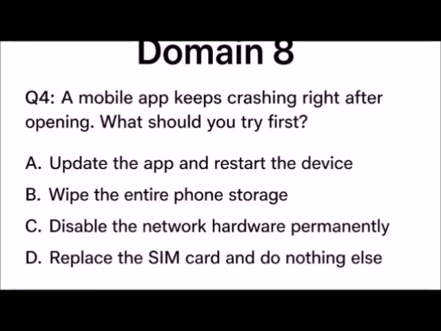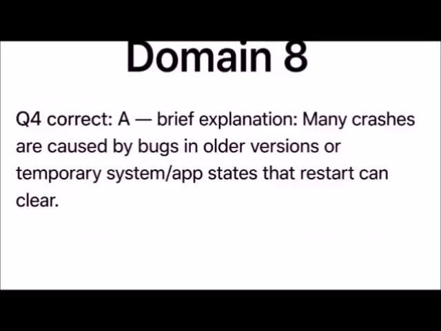Question 4. A mobile app keeps crashing right after opening. What should you try first? A. Update the app and restart the device. B. Wipe the entire phone's storage. C. Disable the network hardware permanently. D. Replace the SIM card and do nothing else. Correct answer. A. Update the app and restart the device. Explanation. Many crashes are caused by bugs in older versions or temporary system app states that a restart can clear.